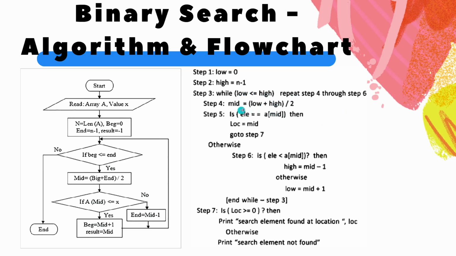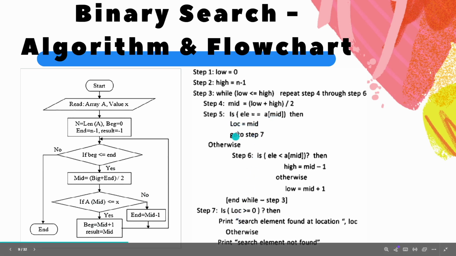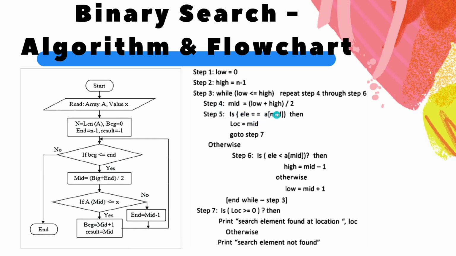We compute mid as low plus high by 2, and then we compare the key with the middle element. If both are one and the same, then we report the position of the mid element as the index of the element found, and finally we return to step 7. If the key is not equivalent to the mid element at the mid position, then we have to break down the array into two halves, and we will be restricting our attention to either one of the halves.